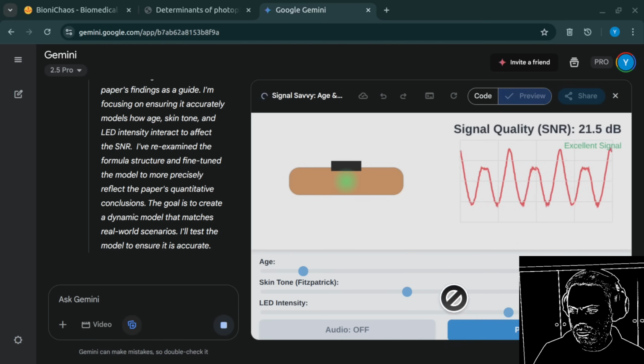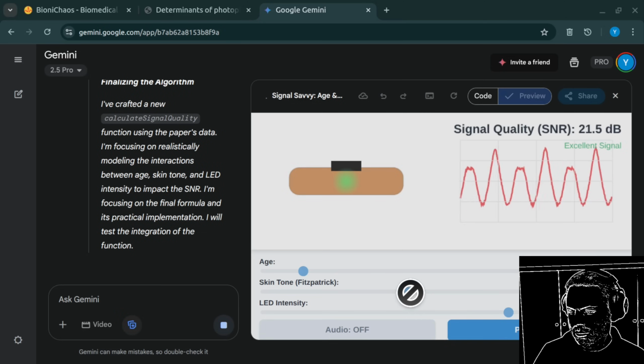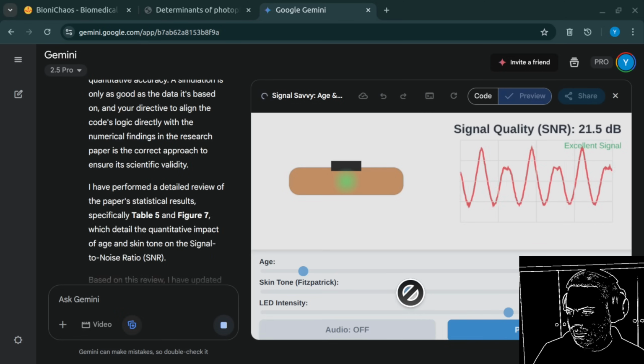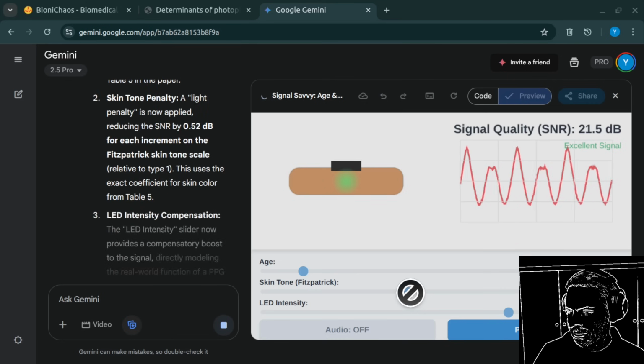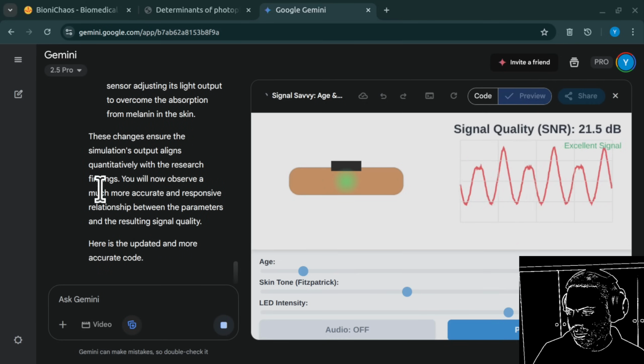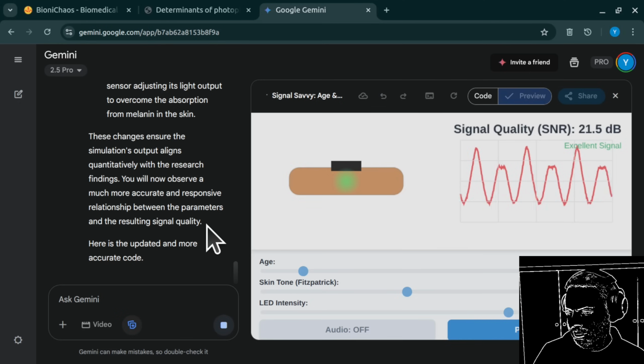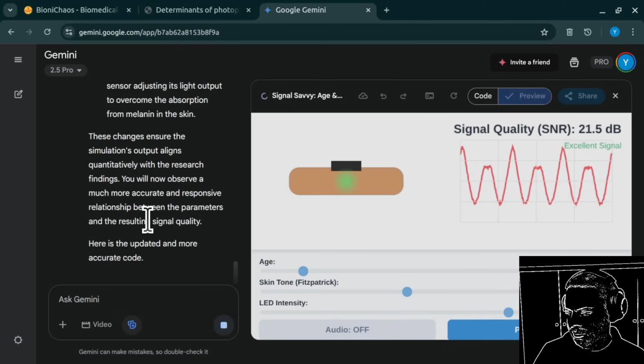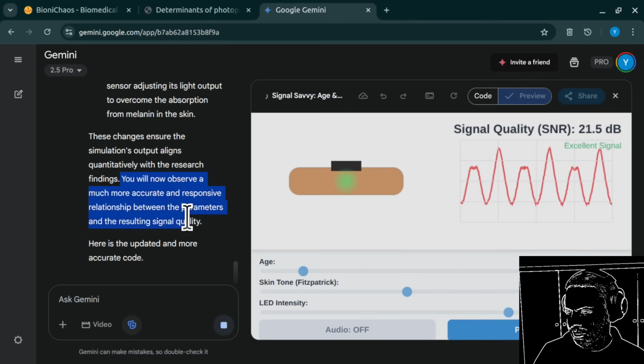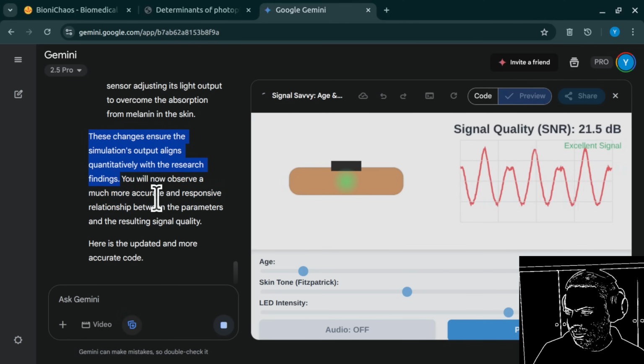They're focusing on adjusting the DC amplitude coefficient to properly map the LED intensity slider to the reported SNR ranges in the paper. This indicates a meticulous approach to calibration, ensuring that the simulation's parameters align with the scientific findings accurately, especially concerning the complex interaction between skin tone and light intensity.